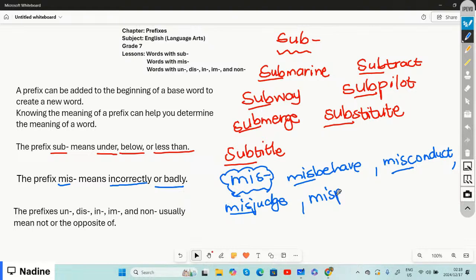To misplace something, it's like you are subtly losing something. You're not losing something, but you just don't know where you put it. When you mistreat somebody, you're treating somebody badly. And if you mishear, then it's like, oh, my bad, I did not hear you properly. That is but a few examples of the prefix mis. And we see that prefix mis means either incorrectly or badly. It has a negative meaning to that word.